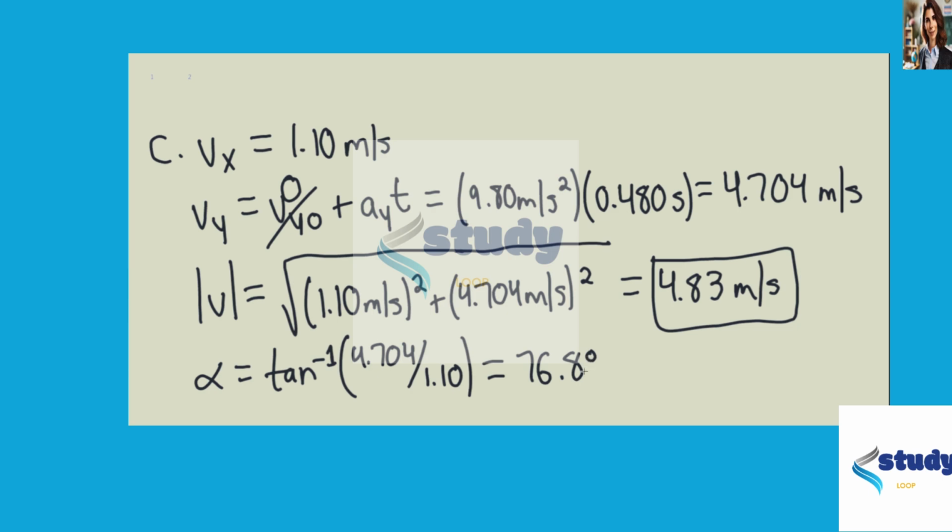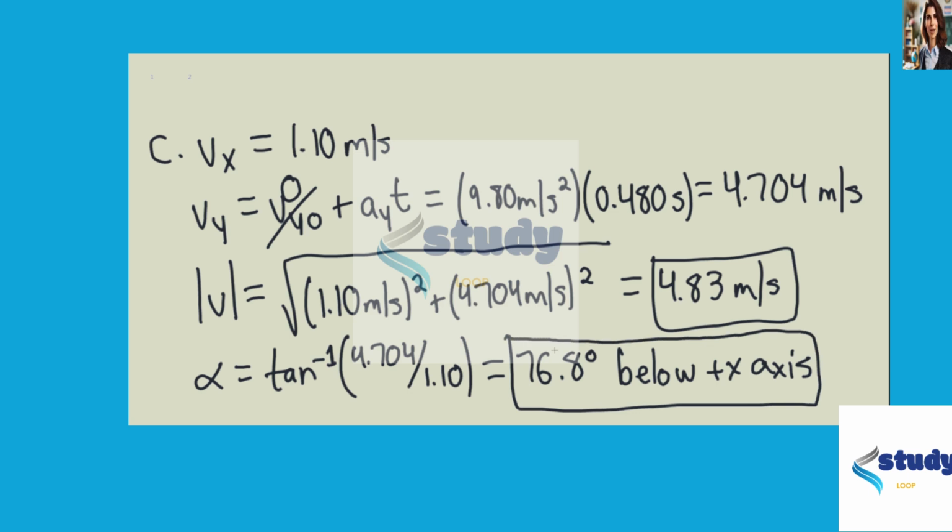Now it's falling down. So here we have a velocity in the x direction pointed to the right, and a velocity in the y direction pointed down. So we're essentially in the fourth quadrant. So we can say 76.8 degrees below the positive x-axis. This would be our direction. And if we want to sketch it for part C, it would look somewhat like this.